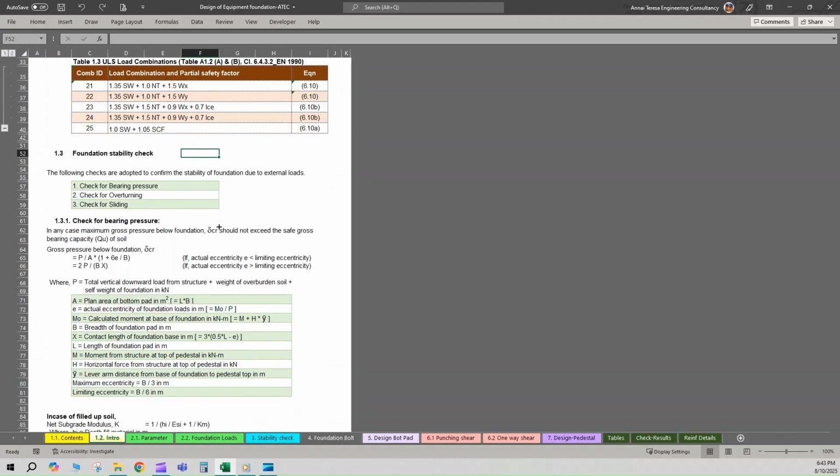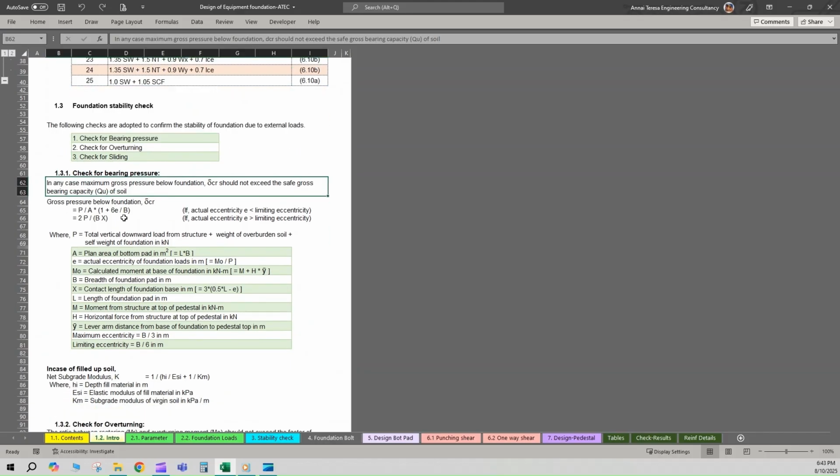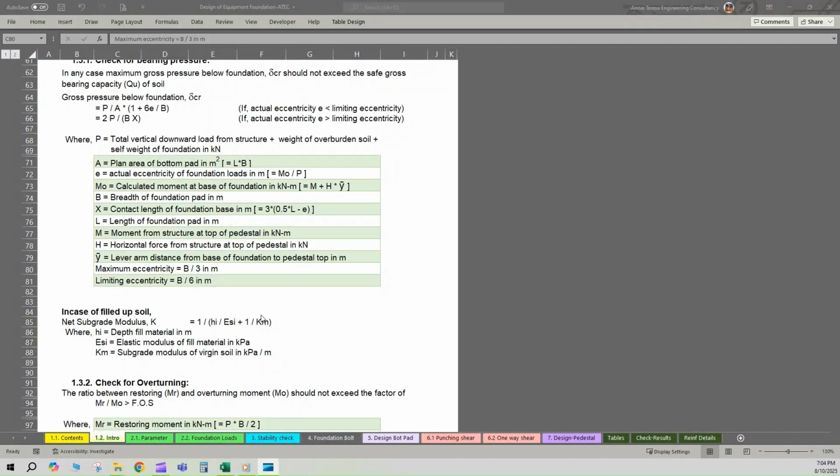And the foundation stability check starts with these 3 main checks. One is check for bearing pressure, another is check for overturning, and check for sliding. So check for bearing pressure is done like this. This delta CR, that is the critical bearing pressure, which is to be arrived from the external force applied on the foundation, should be less than the bearing capacity of soil. The bearing pressure which is going to occur at the bottom of the foundation needs to be calculated by these 2 equations according to the conditions applied.